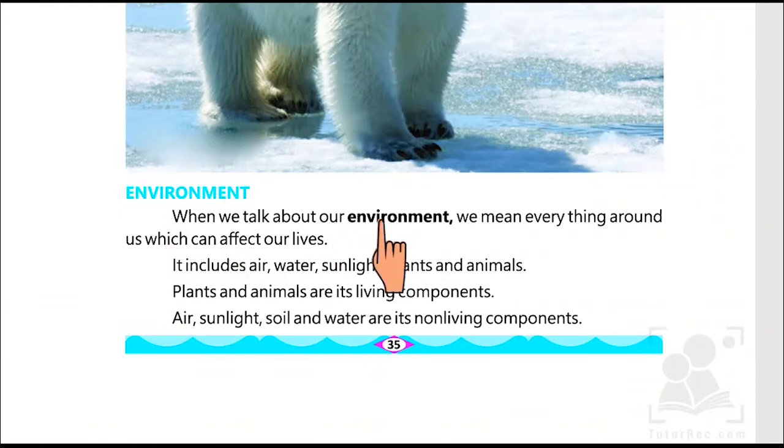When we talk about environment, we mean everything around us which can affect our lives. It includes air, water, sunlight, plants, and animals. Plants and animals are its living components. Air, sunlight, soil, and water are its non-living components.